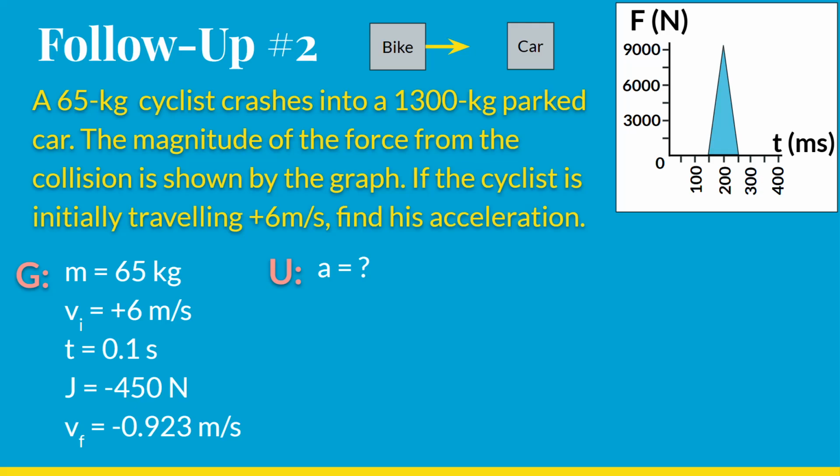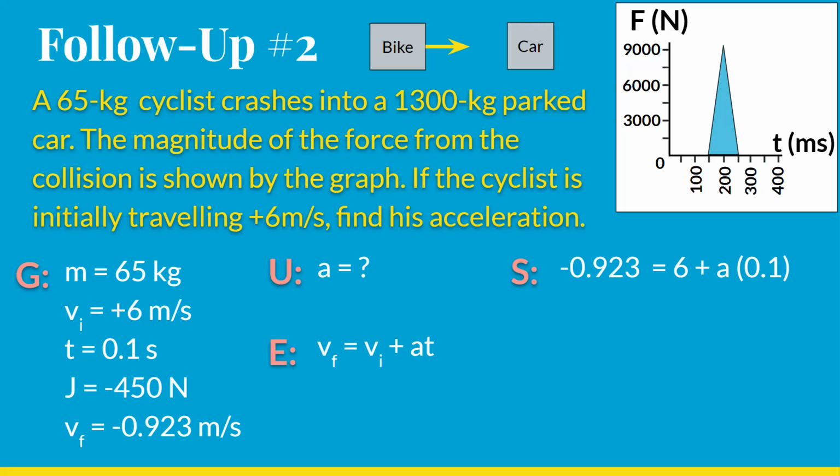So if I want to find acceleration from that, this particular kinematic equation is the one that would be most useful. VF equals VI plus a times t. Substitute in, and it looks like this. Negative 0.923 equals 6 plus a times 0.1.